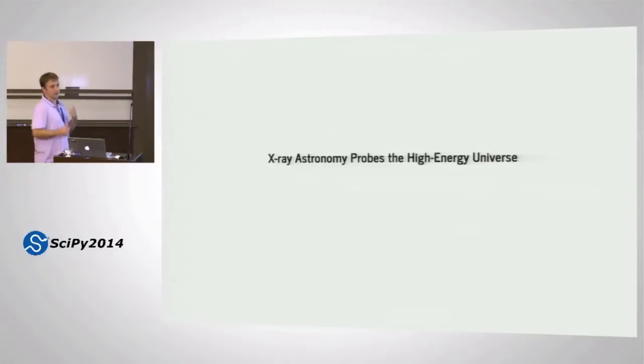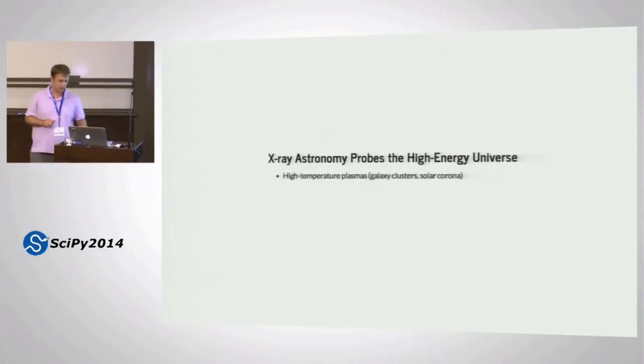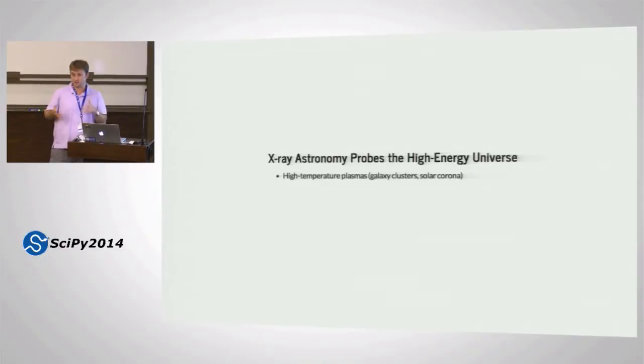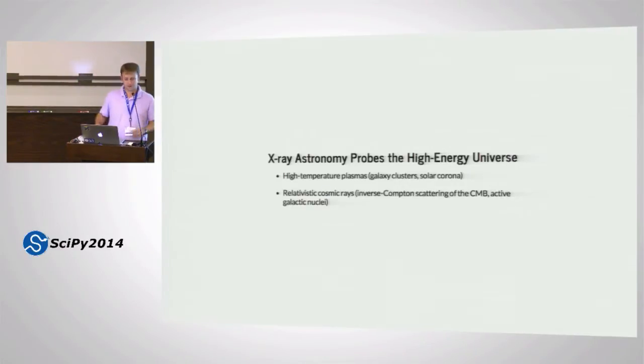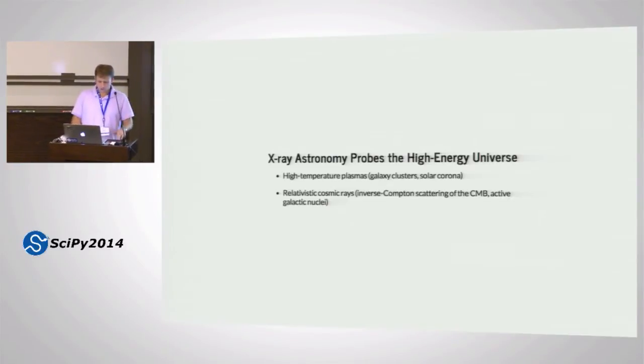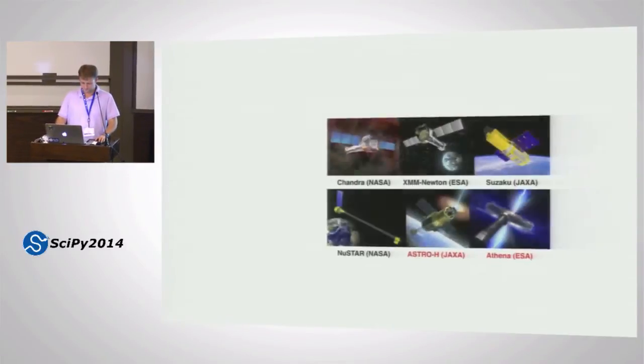So X-ray astronomy probes the high-energy universe, and primarily when I think about the things that X-ray astronomy is probing, I think about high-temperature plasmas like in galaxy clusters or the solar corona, or relativistic cosmic rays such as inverse Compton scattering off of the CMB in galaxy clusters, or what's produced in active galactic nuclei, or a number of other processes.